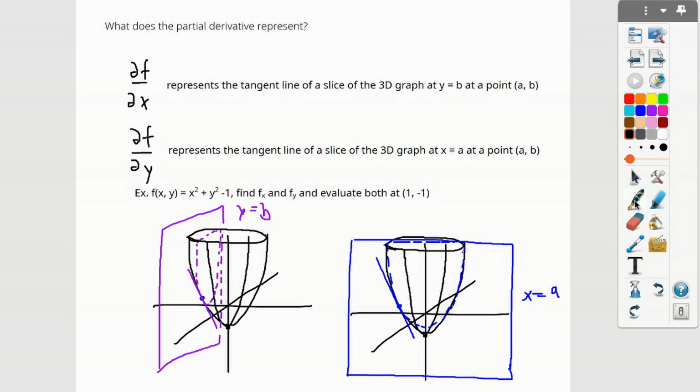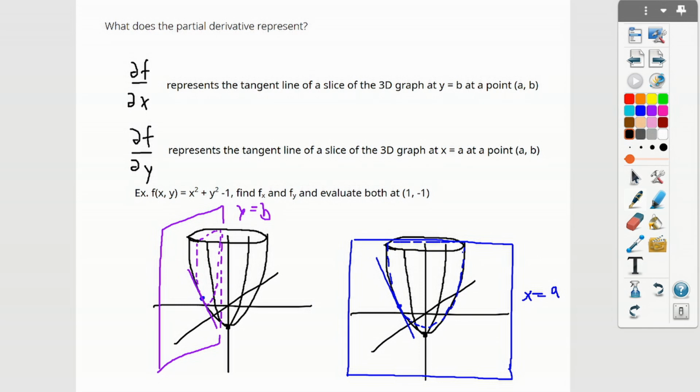Okay, so what does the partial derivative represent? The partial derivative represents the tangent line of a slice of the 3D graph at a particular plane. In this case, with respect to x it is y equals b, and with respect to y it is x equals a. It's a little bit weird. Why is it x at y equals b and y at x equals a? It's a little bit weird, right?